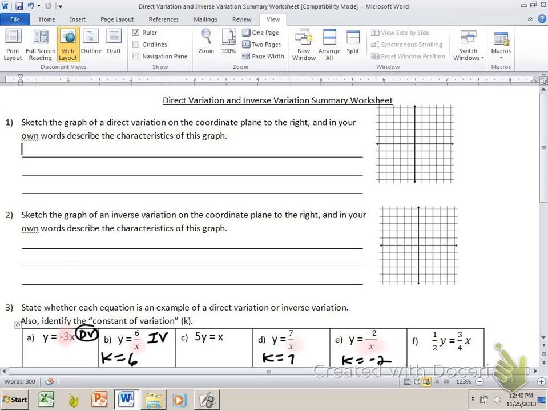Okay, now let's take a peek at number 5. Now for 5, to get y by itself, we're going to divide both sides by 5, which means y is equal to x over 5. Okay, the x is in the numerator, so I know that this is a direct variation. And in order to figure out what the k is, just remember, you can rewrite this as y is equal to 1/5 x, which means k is 1/5.